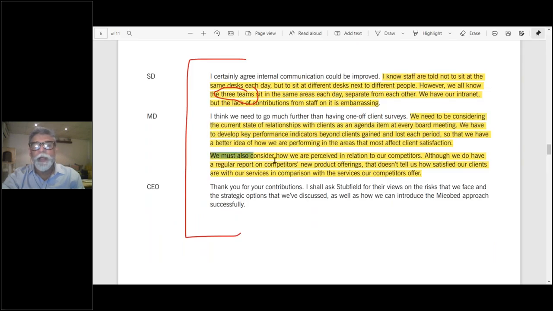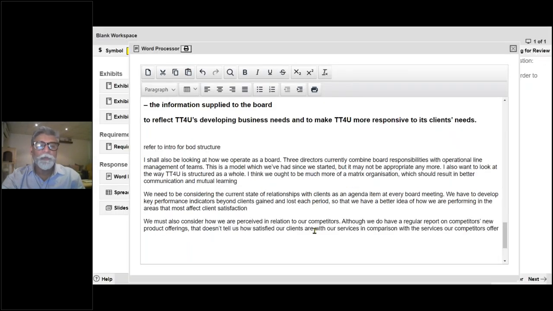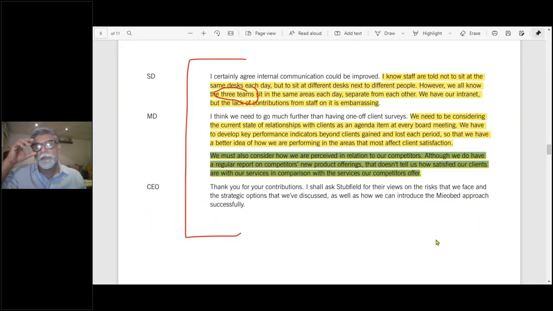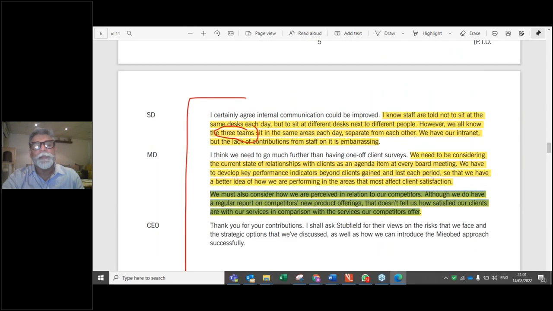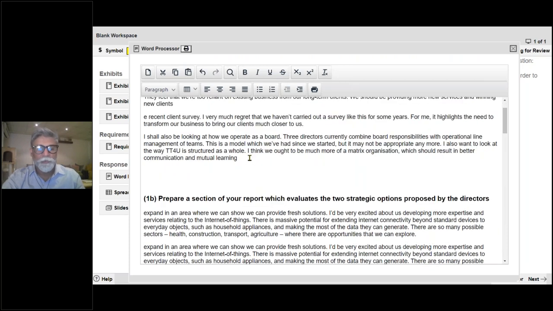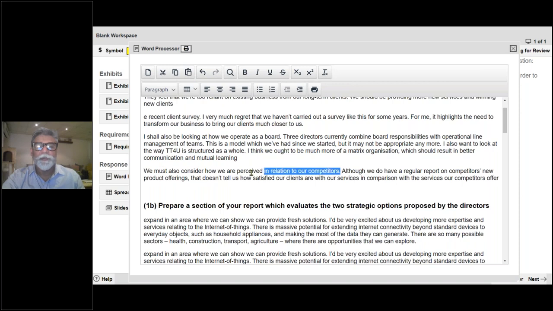And also we must consider how we perceive in relation to our competitors. We do have a report, but it doesn't tell us about this. Same thing, they want to have more information about competitors. So I will paste it here, but do you think competitors are risks? Does competitor pose any kind of risk? Competition risk. Yes, very good. So I will just paste this competition word under risk as well, and then I will draft it later on.